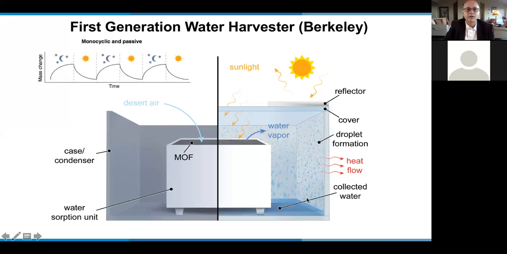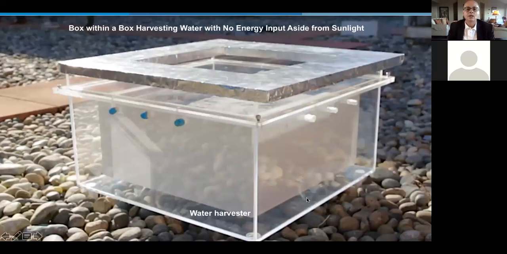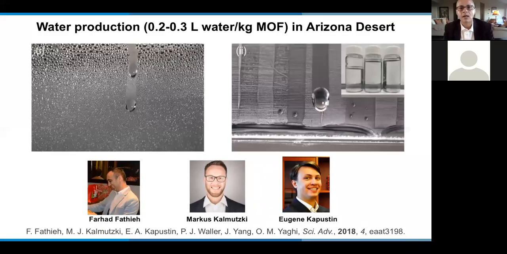We took this device to Arizona, and it looks like this, just one plexiglass inside another, nothing more sophisticated than that. And we found that you can deliver about 200 to 300 milliliters of water per kilogram of MOF. That's about a small bottle of water. And you can see here the condensation on the walls of the device. This is the water that they collected from this experiment.